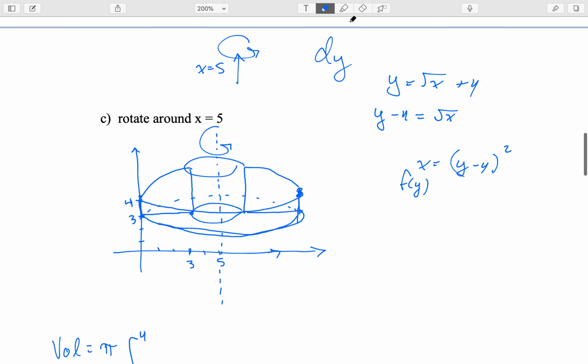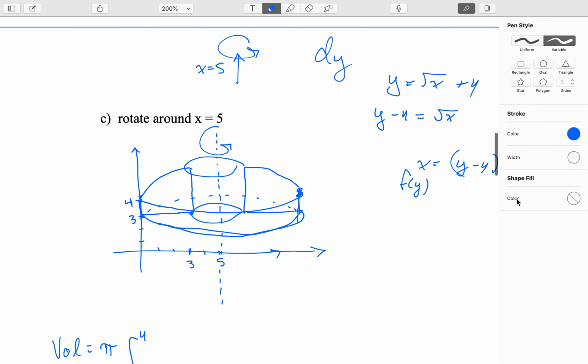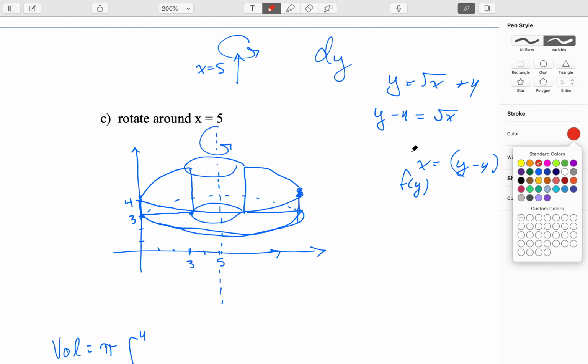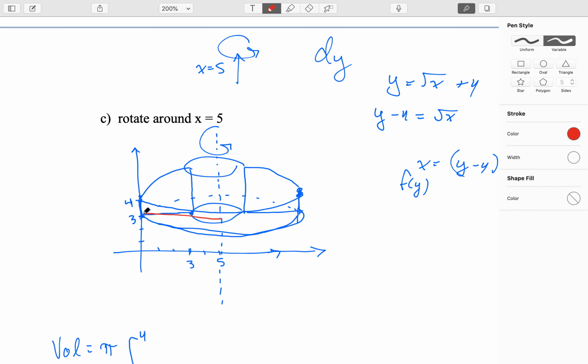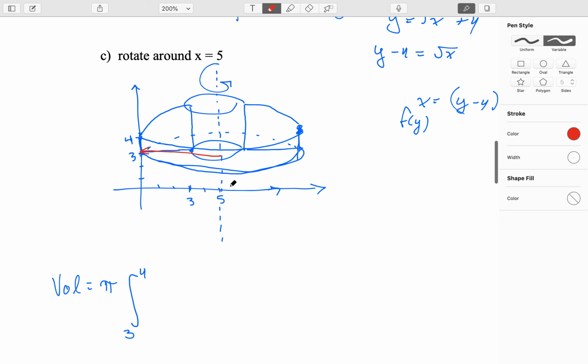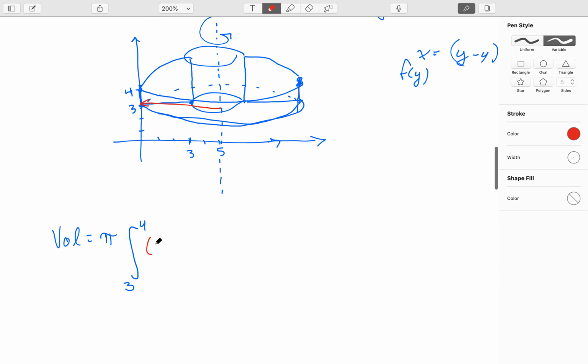So the outside, let's see. The outside is from the axis of rotation, which is 5, all the way back to the x-axis. So it's 5 minus 0. In other words, it's just 5 squared. It's a constant distance of 5, right? From 5 all the way back to here.